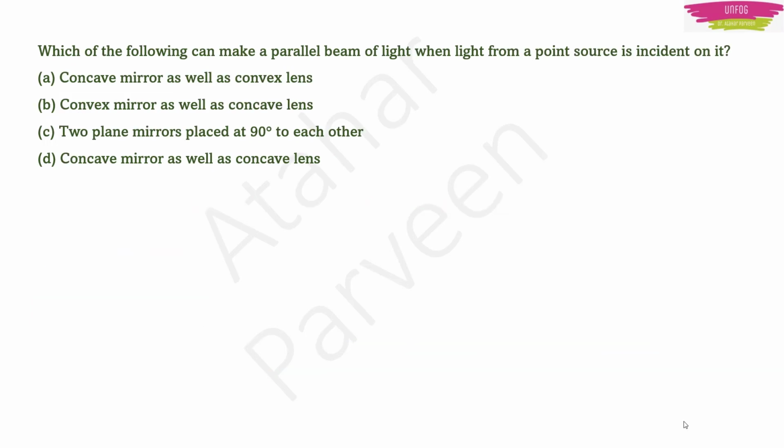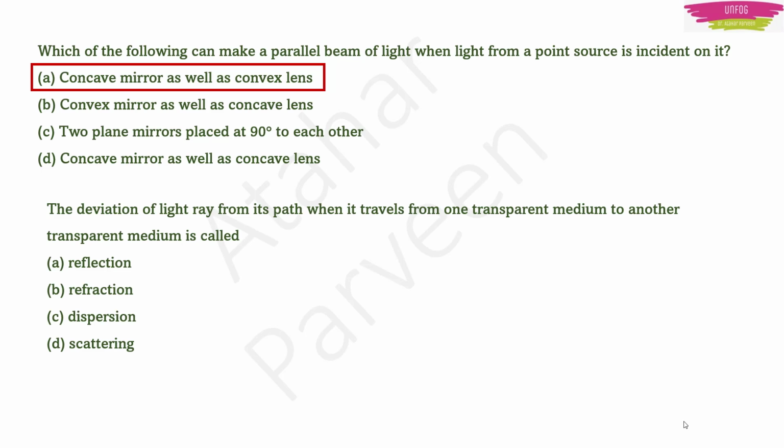Next question. Which of the following can make a parallel beam of light when light from a point source is incident on it? Concave mirror as well as convex lens, convex mirror as well as concave lens, two plane mirrors placed at 90 degree to each other, concave mirror as well as concave lens. Of course, it should be concave mirror as well as concave lens. They can make parallel beam of light. Okay.